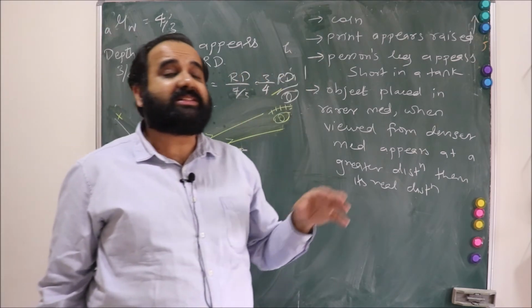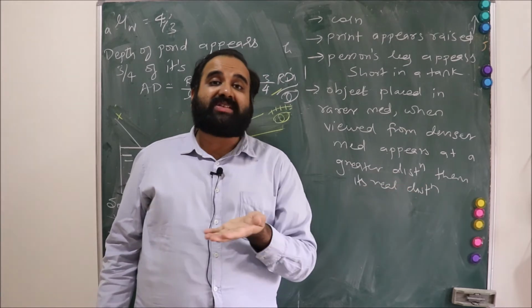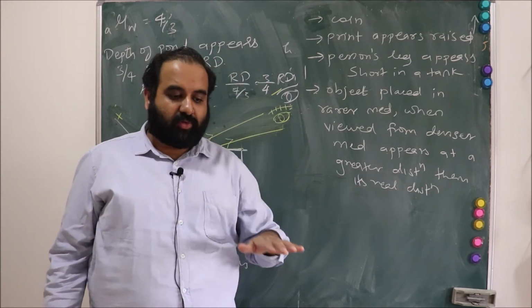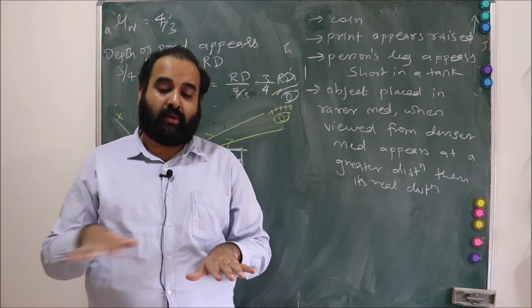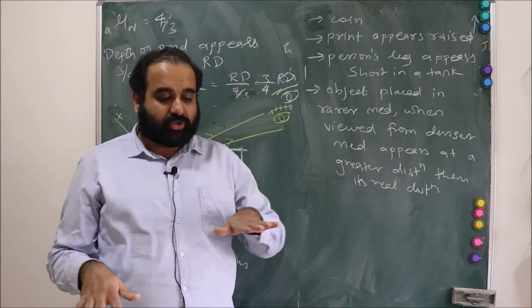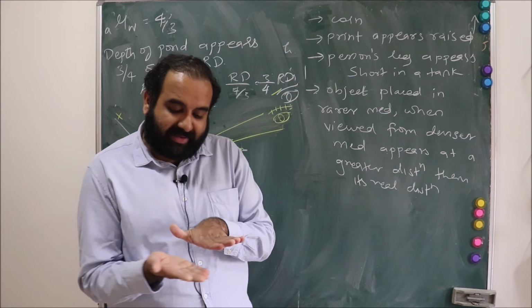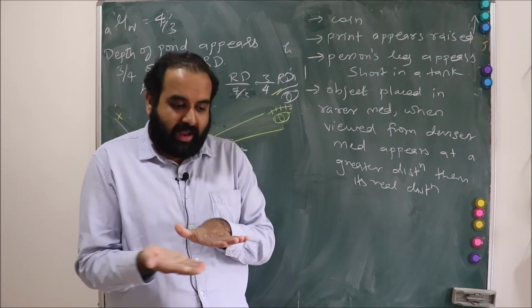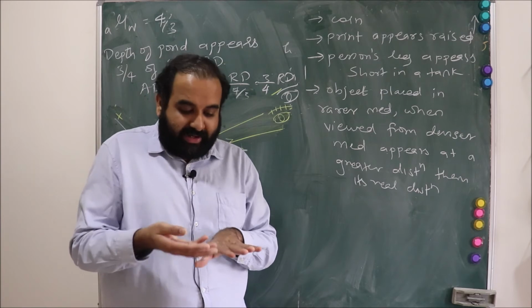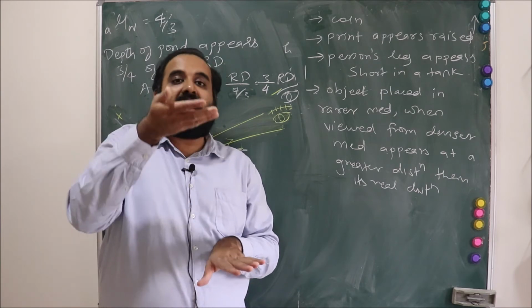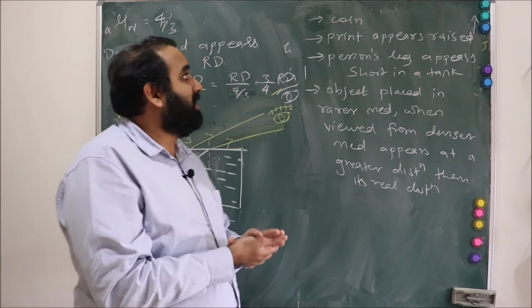Print appears raised. You all might have seen this on office tables. Basically, on office tables there are some papers stuck inside and a glass sheet kept on top. If you put the paper inside and observe it, you will see that the print looks as if it has been raised in the upward direction.